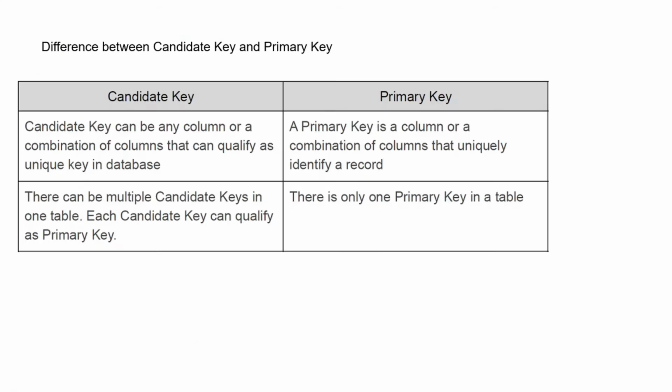Moving on, let's see the difference between a candidate key and a primary key. A candidate key can be any column or a combination of columns that can qualify as a unique key in the database. However, a primary key is a column or a combination of columns that uniquely identifies a record. There can be multiple candidate keys in one table. However, there is only one primary key in one table.